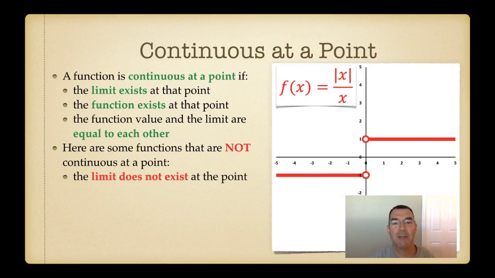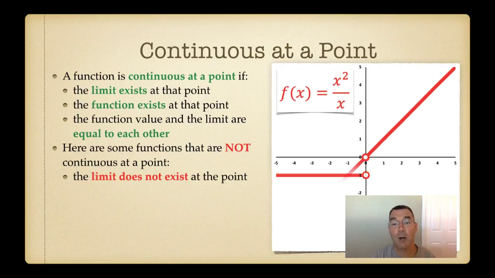Okay, here's some functions that are not continuous at a point. So counterexamples of each of those things. If the limit doesn't exist at that point, then the function isn't continuous, like it is not continuous here at x equals 0. There's a clear break in that function, and the limit from the left and the limit from the right are not approaching the same y value.